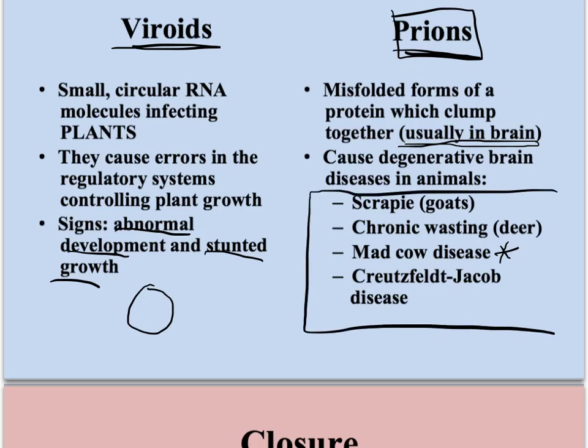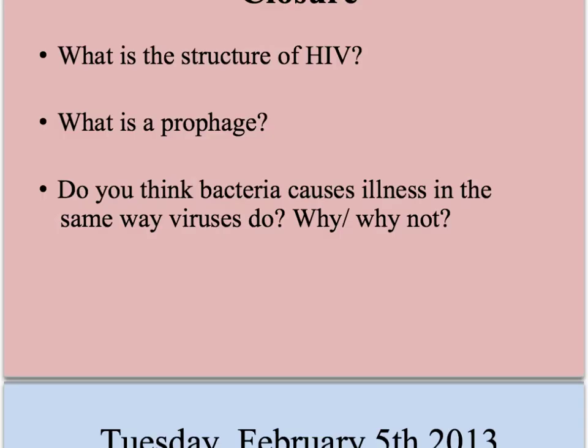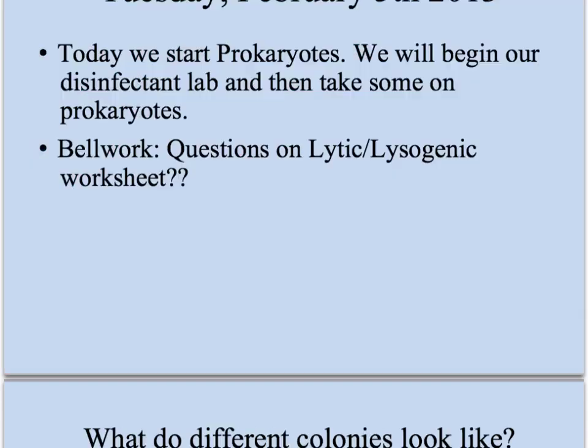You do not need to know these different examples. They're just examples. Scrapie is in goats and sheep. Chronic wasting is in deer and elk. Mad cow disease is in cows. And then Creutzfeldt-Jakob disease is the mad cow version for humans. So. And I think that's it for that lecture, and I'll go ahead and try and put the next one up as well.